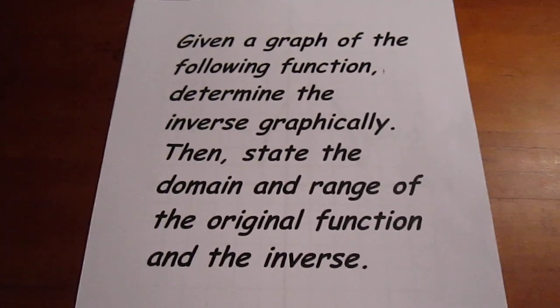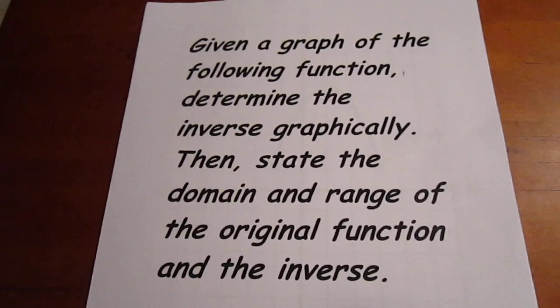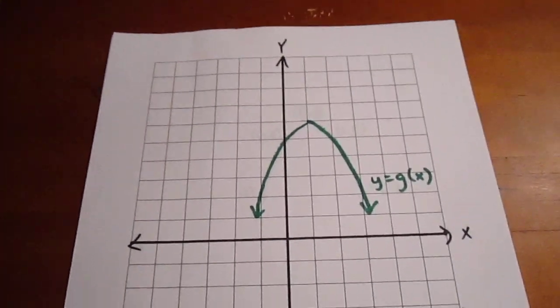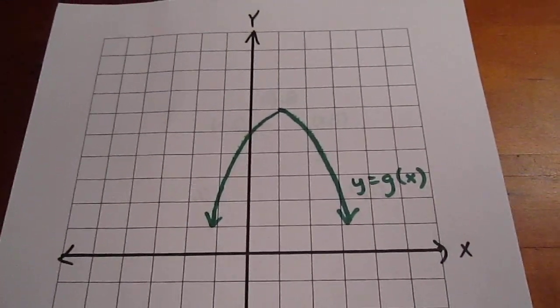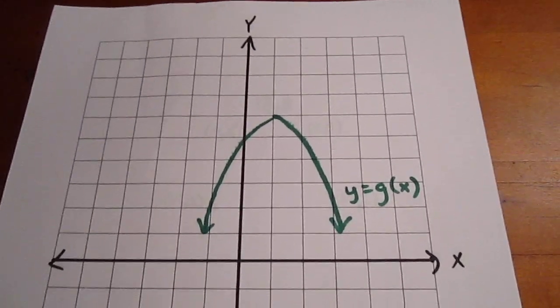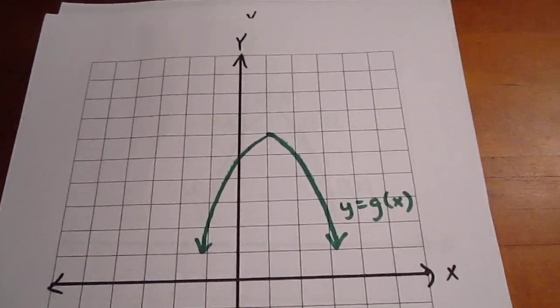Okay, in this question we're given a graph of a function and we're asked to determine the inverse graphically, then to state the domain and range of each. So we begin with this parabola that opens down. In order to determine the inverse, we'd like to know the coordinates of at least one point, but more is better.